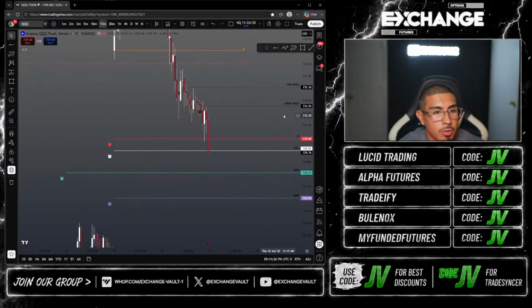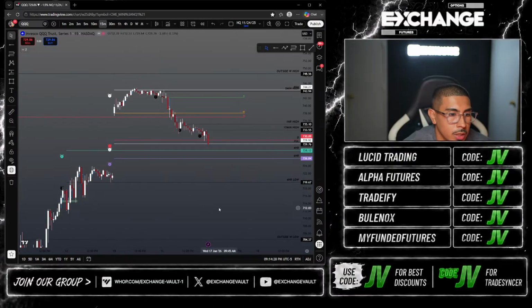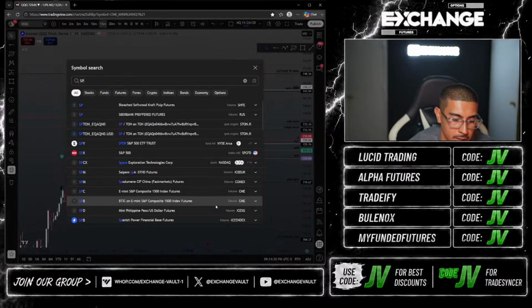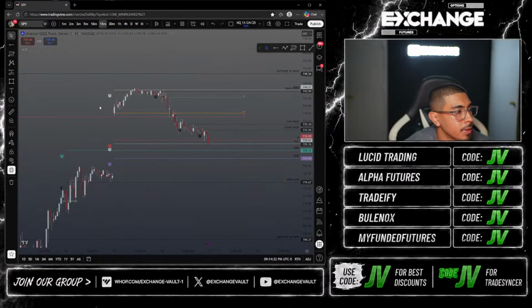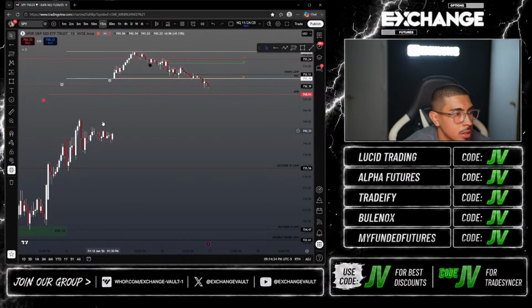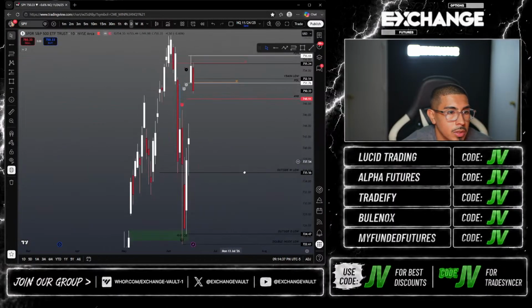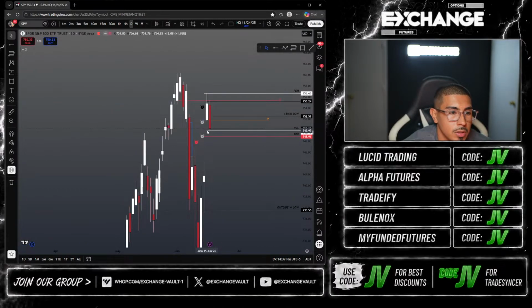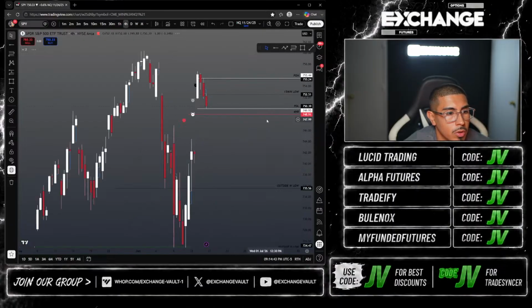Okay, cool. So we got that marked up. Cool. Let's go ahead and SPY. And then we're done. SPY is next. Let's go daily. Previous day low. Previous day high. Okay, so let's go 4 hour as well. 4 hour low right here.